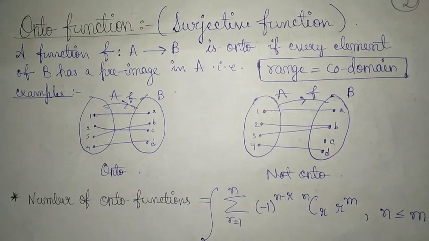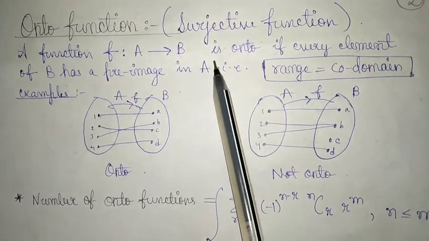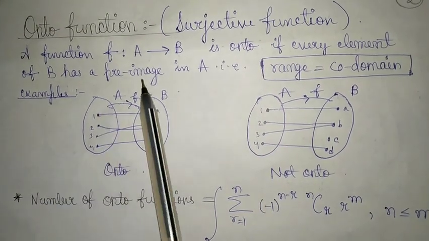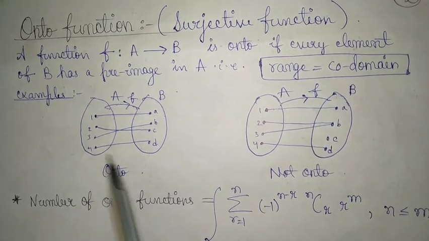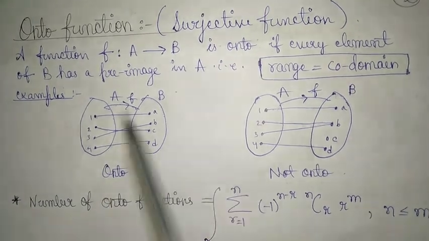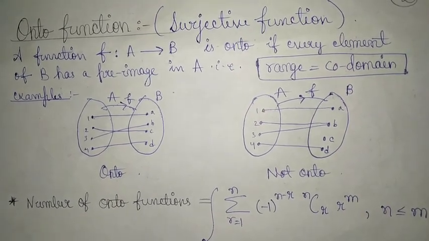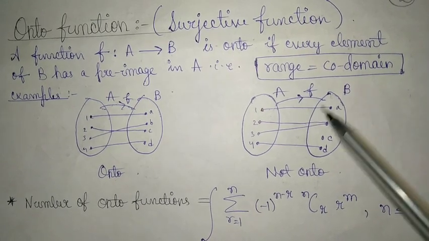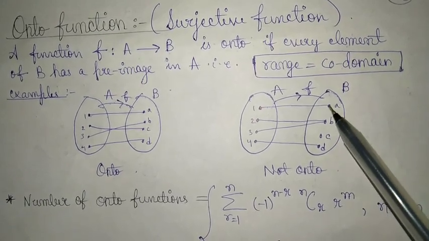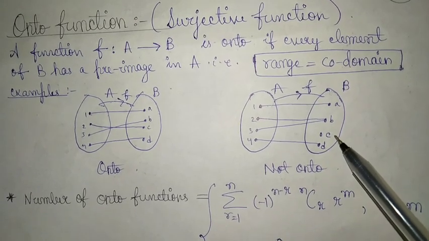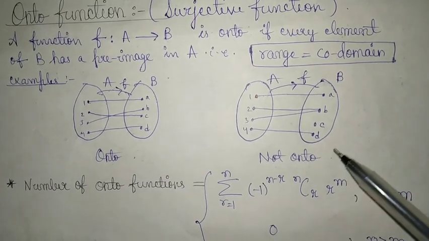Now let us see onto function. An onto function is also known as a surjective function. A function f from A to B is onto if every element of B has a pre-image in A. That is, if its range is equal to the codomain. For example, this one is an onto function, okay? But this one is not an onto function. Why? Because here we can see that its range is not equal to the codomain. Its codomain is A, B, C, D, but its range is only A, B, D. Its range is not including C. So just because the range is not equal to the codomain, it's not onto.